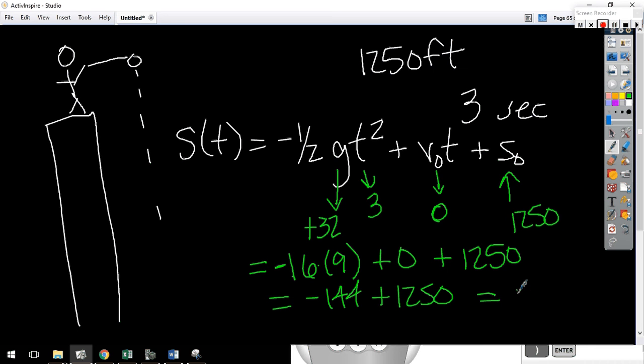That's 1,106. So that's his new height after 3 seconds, so it only went down 144 feet.